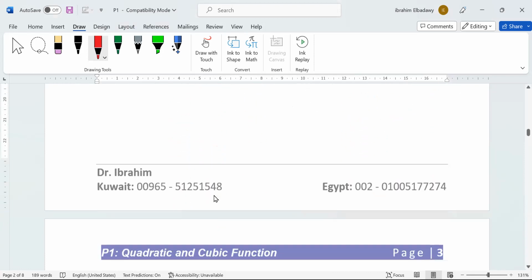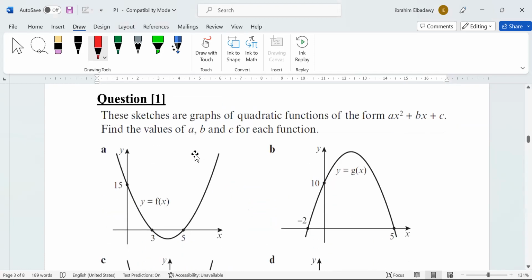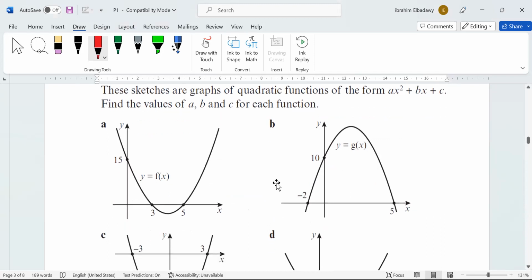Let us solve some problems related to that. Here they give you the sketch and ask you to get the equation of the quadratic function. These sketches are graphs of quadratic functions of the form ax squared plus bx plus c. Find the values of a, b, and c for each function. How can you get the function itself according to these figures? Actually, you should understand how to sketch, then you will understand how to get the formula itself.